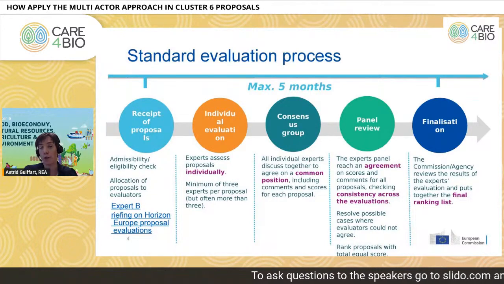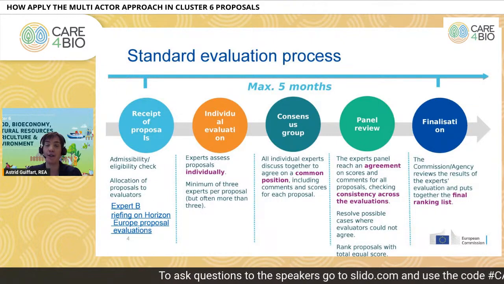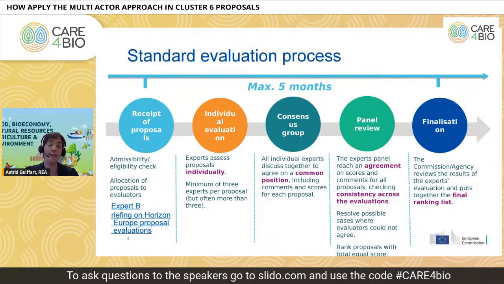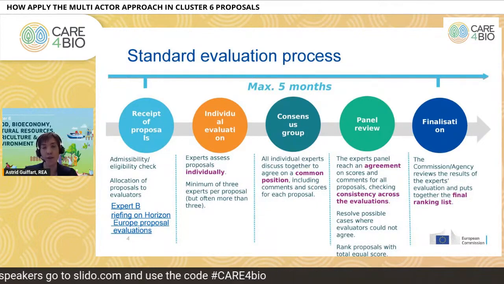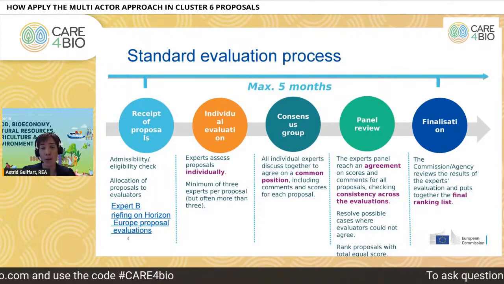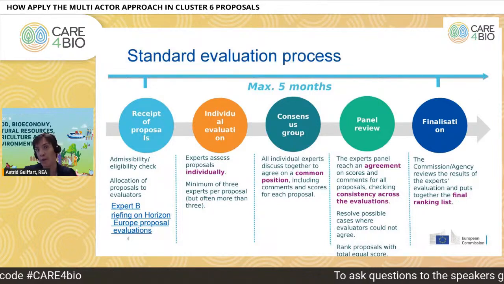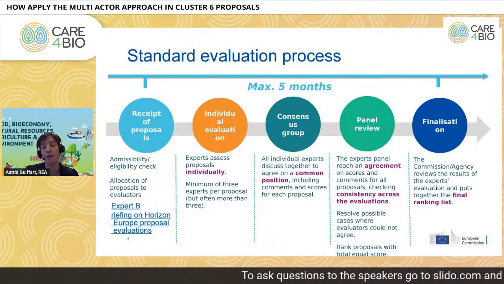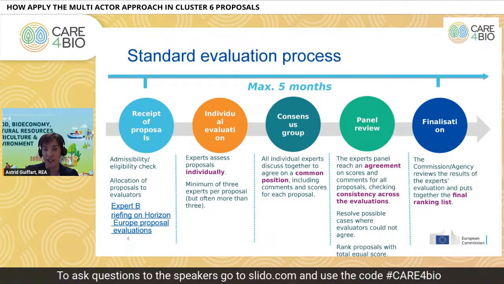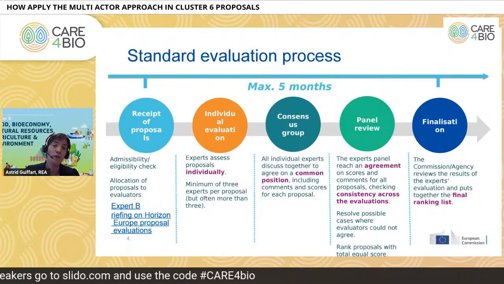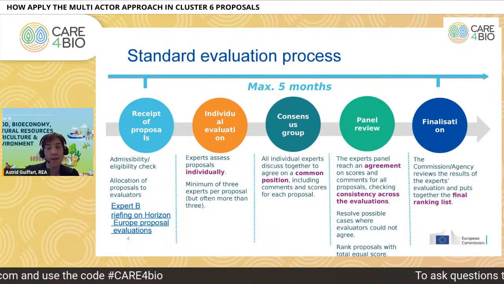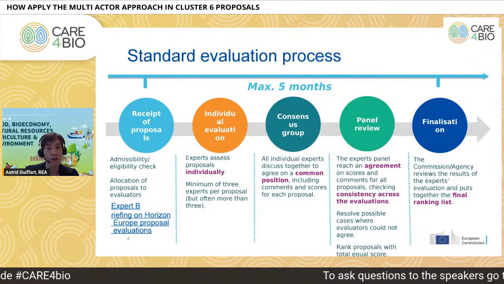And of course, we do a quality check on this first draft, and then a consensus wording is worked on remotely by a rapporteur, who tries to find a common wording for all the elements identified by experts. Then we have a meeting to discuss each criterion, each aspect, each proposal, to make sure that there is a common understanding and a common position for each aspect evaluated.